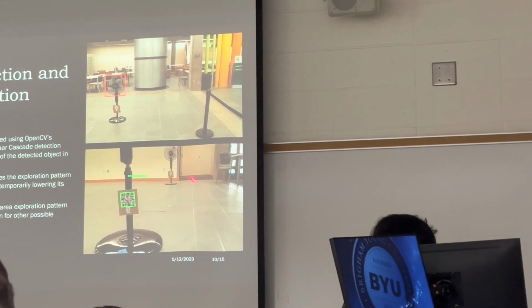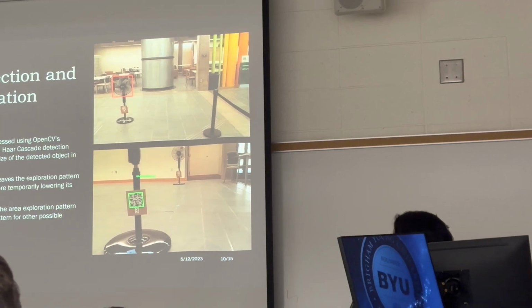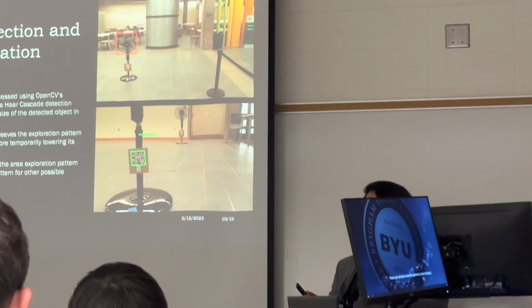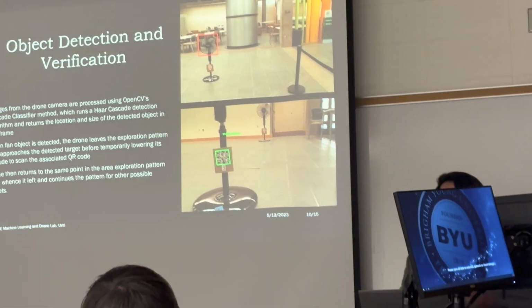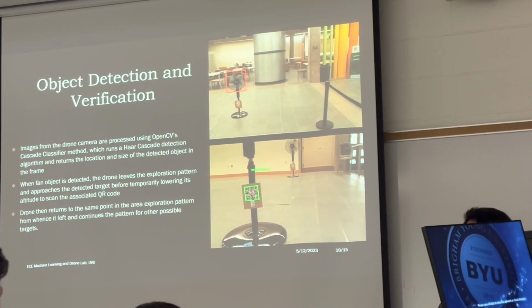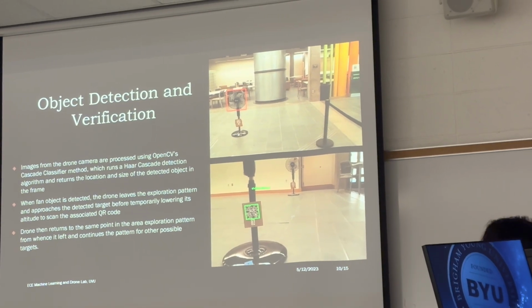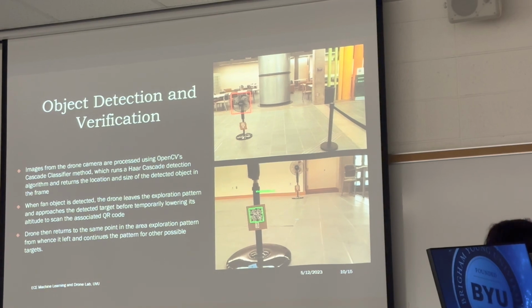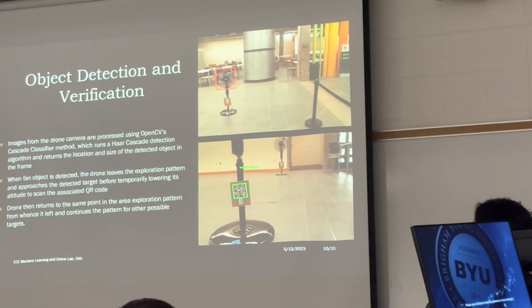So both of these pictures are from the drone's camera. If we have the size of the bounding box and we know where it is on screen, we can tell the drone how much to rotate to face it, and then we can tell the drone how much distance to travel to meet that fan. So when the drone does detect a fan, it'll center its view to align the bounding box to the center of the camera frame.